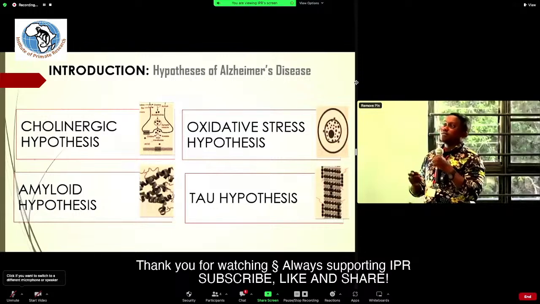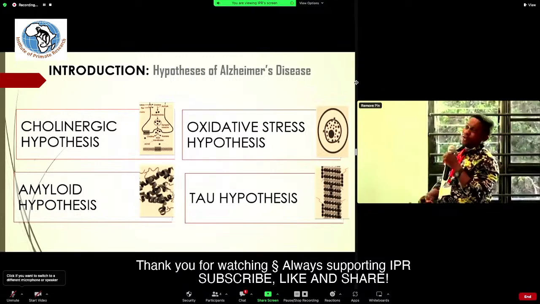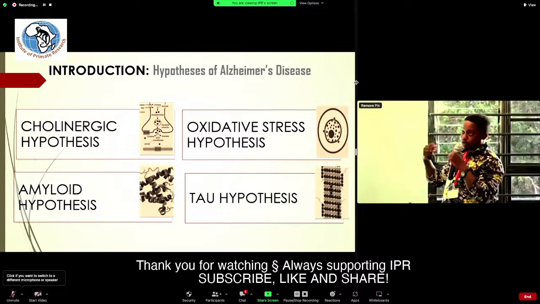Okay, sorry. There are quite a number of hypotheses that we propose to explain the cause of Alzheimer's disease. We have quite a number of them, of course, but here I highlighted exactly four because this work focused on these four hypotheses. So there we have the cholinergic hypothesis, the oxidative stress hypothesis, the amyloid hypothesis, and the tau hypothesis. Now, the cholinergic hypothesis explains that Alzheimer's disease is caused when there is a reduction in the level of the cholinergic neurotransmitters that are associated with certain regions of the brain.